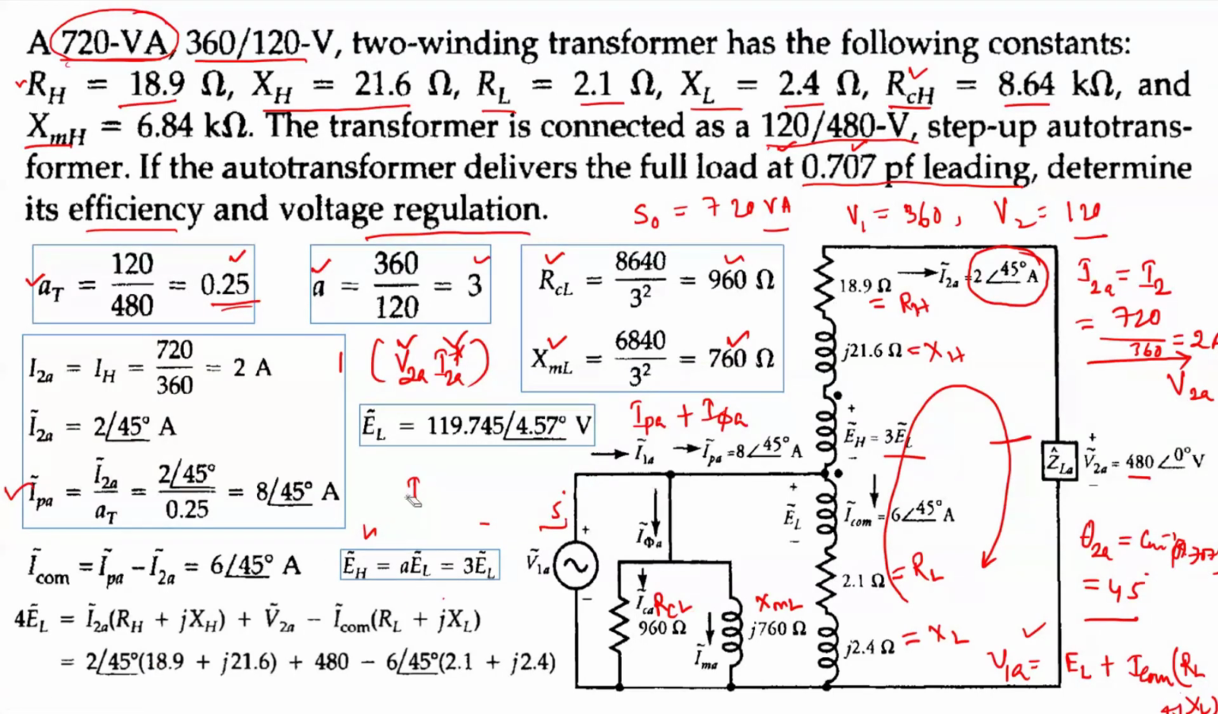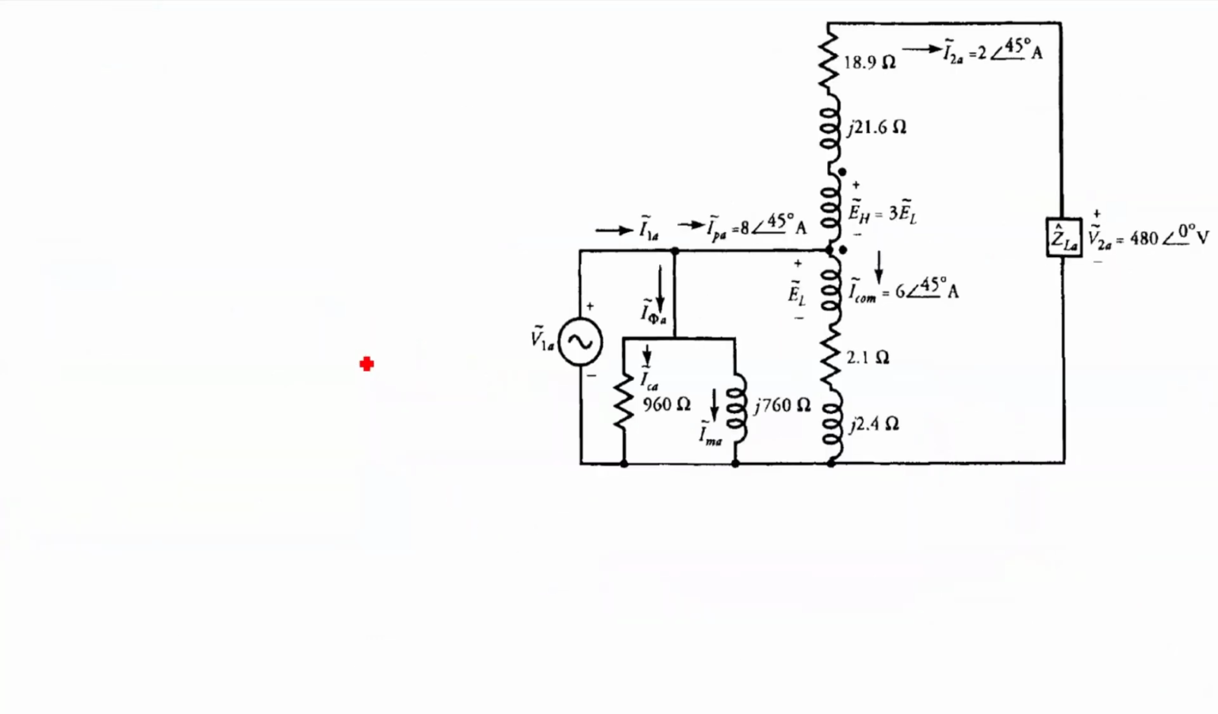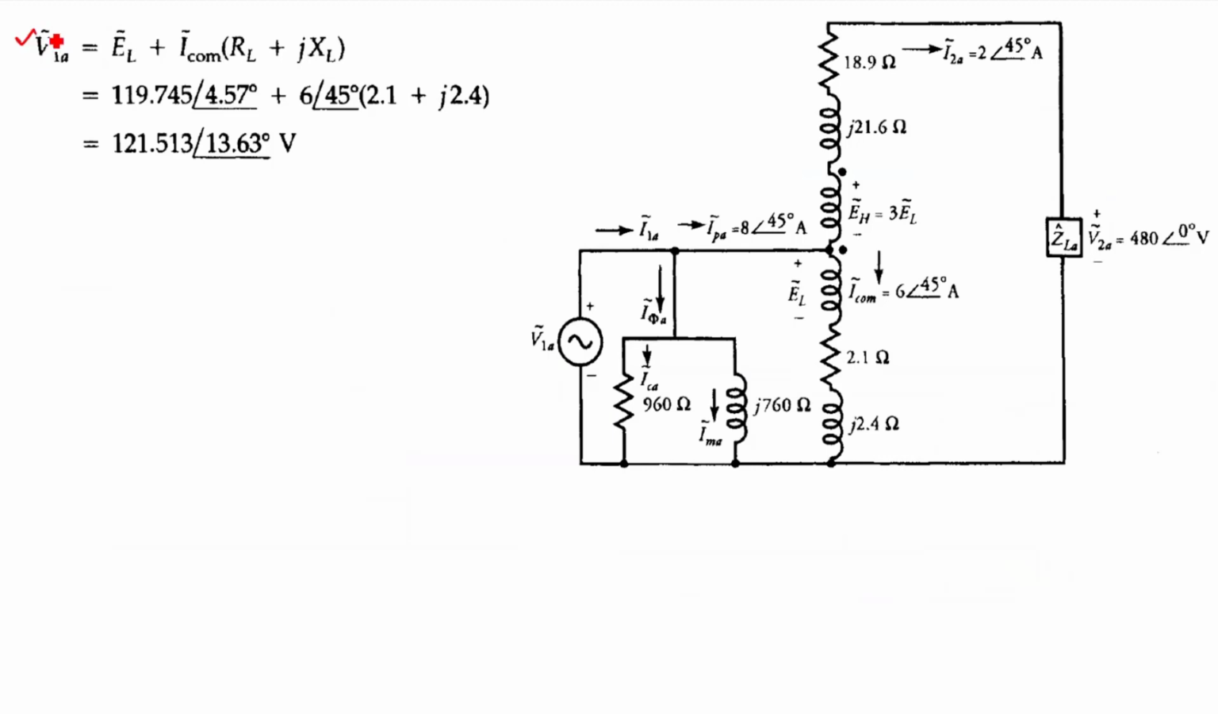Okay. So after finding EL, I can write this equation for V1A. V1A will be equal to EL plus I common into RL plus JXL. Substituting EL, I common, RL, JXL, I'll find V1A. After substituting the values, I am finding V1A around 121.513, 13.63 degree, right? So after finding V1A, I can find I phi A.